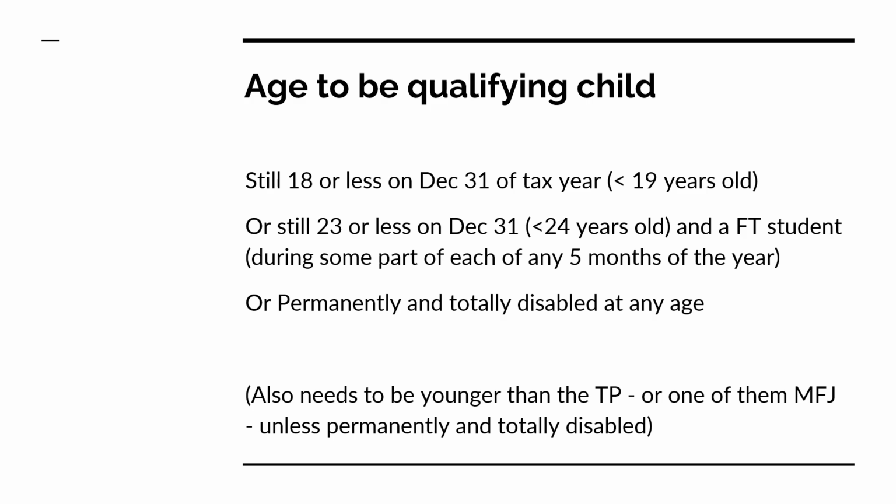In order to be a qualifying child, you have to be 18 or less at the end of the tax year, or 23 or less at the end of the tax year if you're a full-time student during some part of any of 5 months of the year, or you can be any age as long as you are permanently and totally disabled. There's also a rule for the non-disabled children to be younger than the taxpayer or one of them if the couple's married filing jointly.